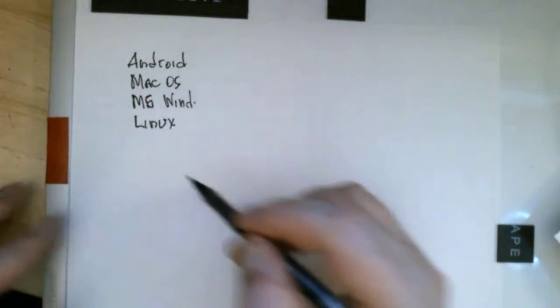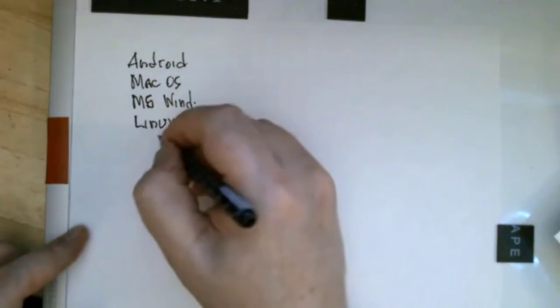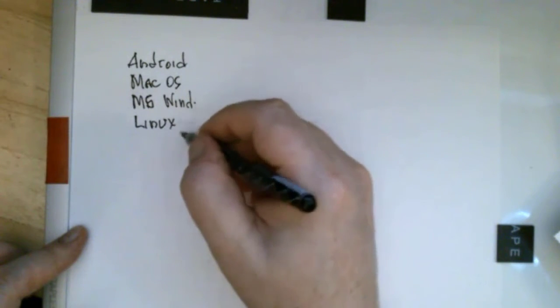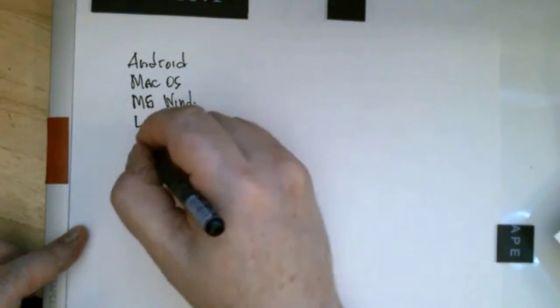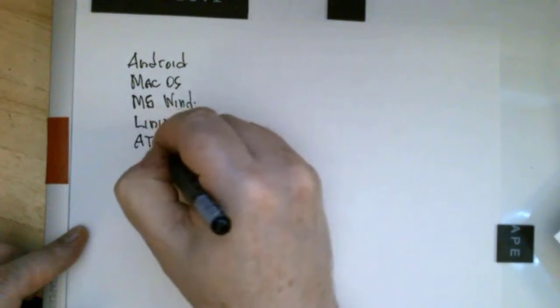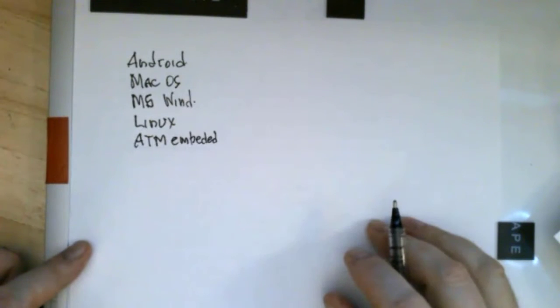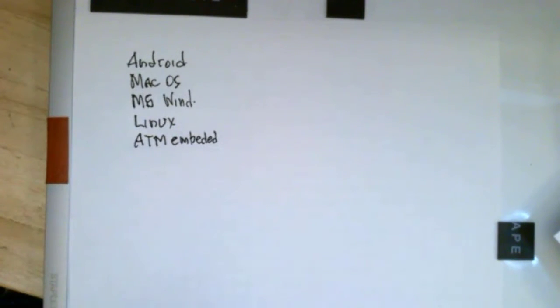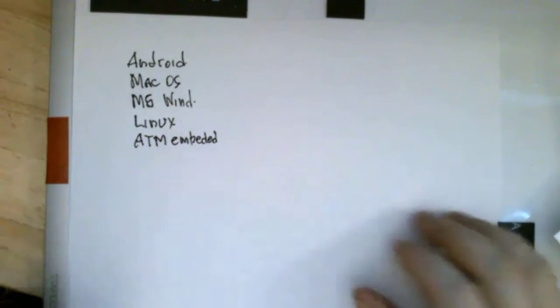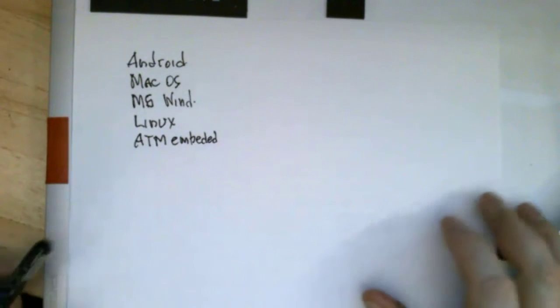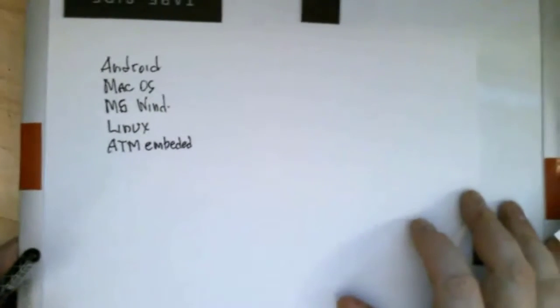Sometimes the operating system is hard-embedded into a device, like the operating system for, let's say, an ATM machine. Nobody can change it because it's hard-embedded. Why is it embedded? Because if you could change the operating system in an ATM machine, it would give you money for free. It is protected.